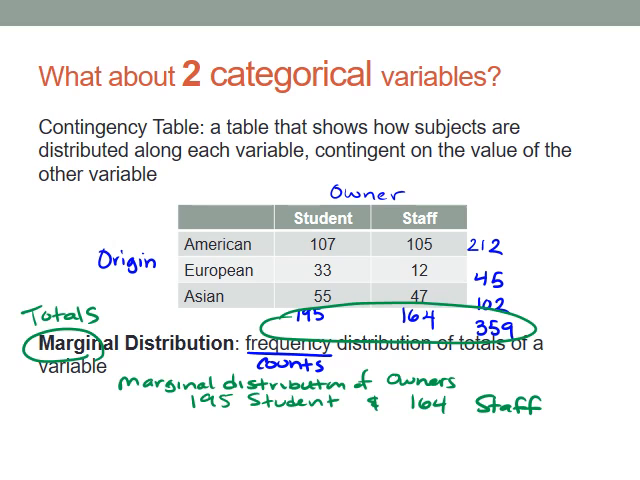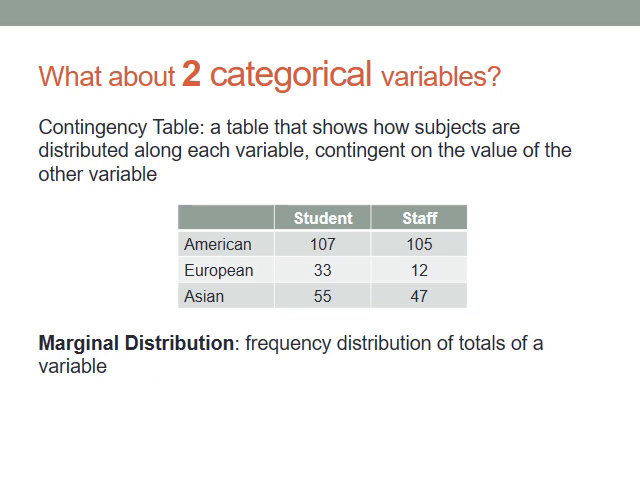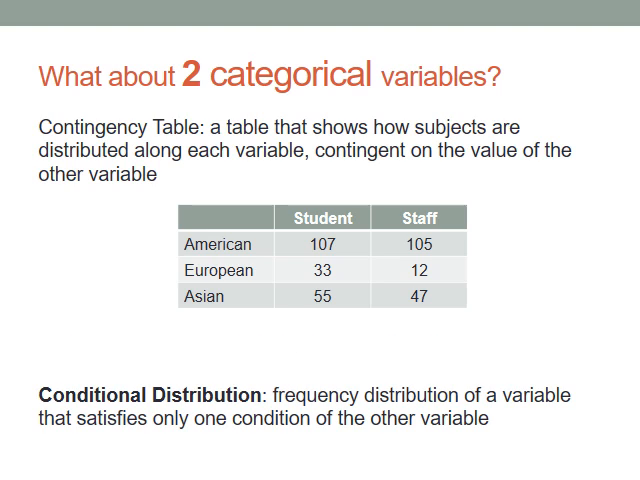Okay, but that's not the only thing that we want to look at. We also might want to look at our conditional distribution. So that's the frequency distribution, that's the counts of a variable that satisfies only one condition of the other variable. Gosh, that's really confusing. What does that mean?